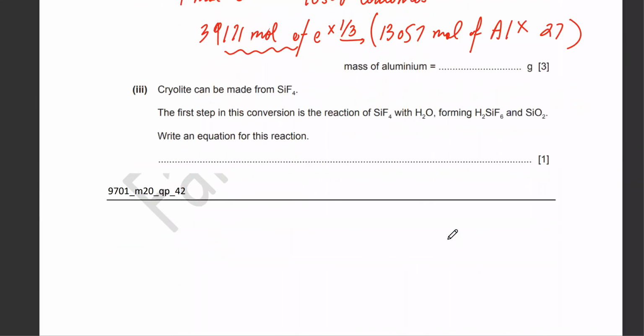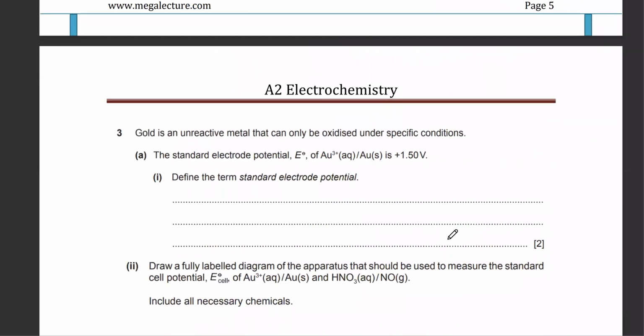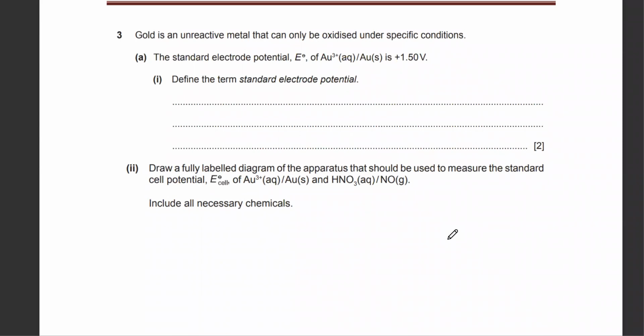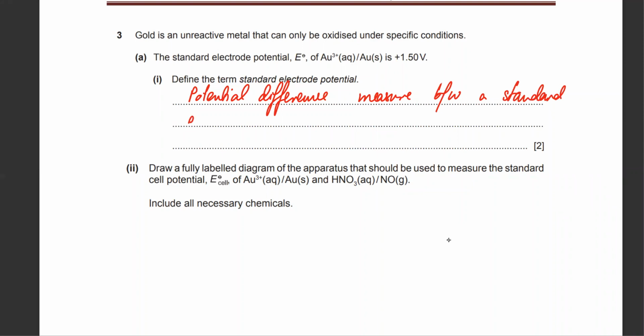So now the next one, you just have to write an equation. Let's do this one. You're given, define the term standard electrode potential. The definition is given in the notes. I'll try and send the notes after this class, and the worksheet as well. So the definition is that it's a potential difference measured between a standard electrode and a standard hydrogen electrode, and measured under standard conditions.